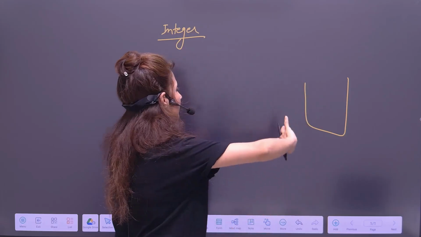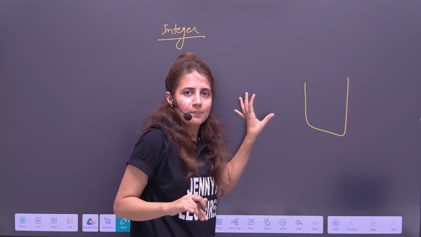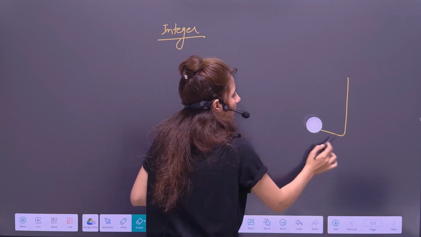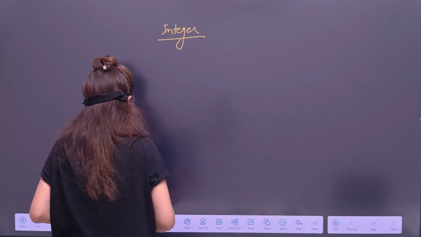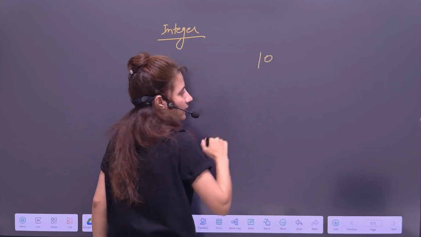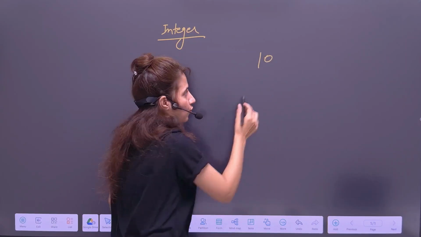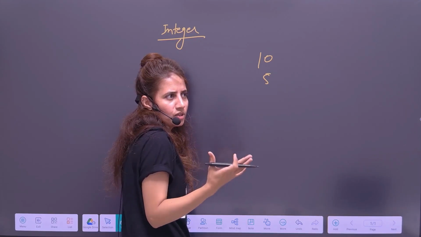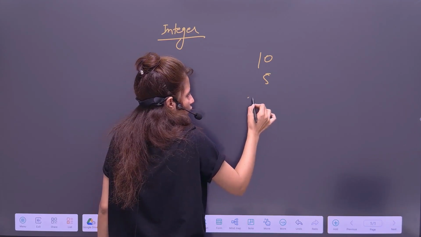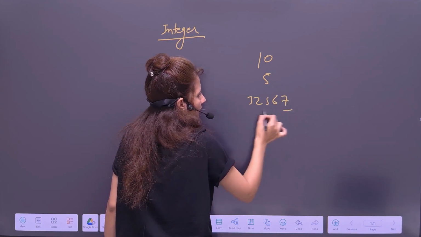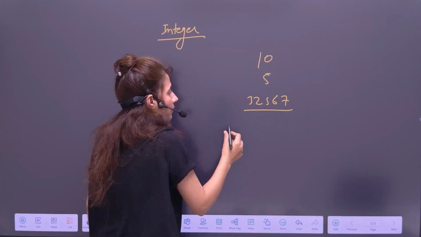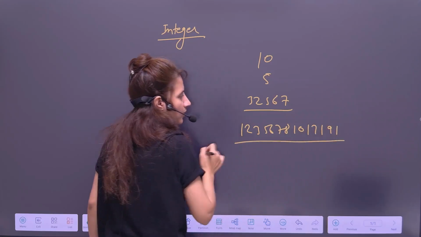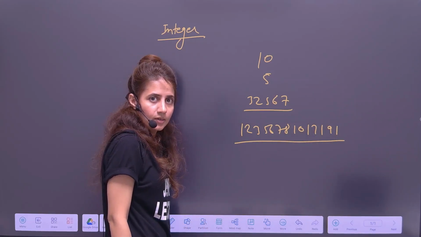Now, the same thing happens here. Sometimes in a program, we want to deal with small numbers only, right? Sometimes small means I want to store something like 10 or 5. Sometimes you are working on a project and you need to store bigger numbers, like 3, 2, 5, 6, 7, or even 1, 2, 3, 5, 6, 7, 8, this much big a number, right?